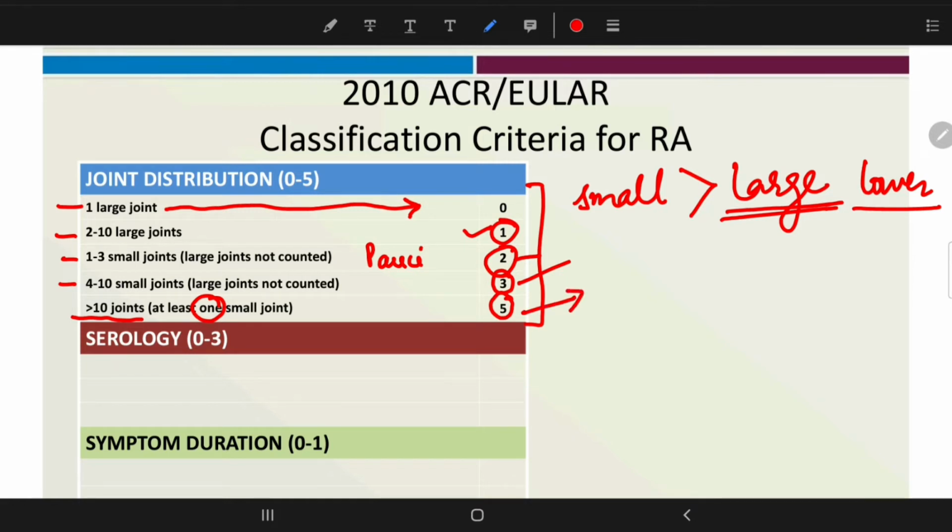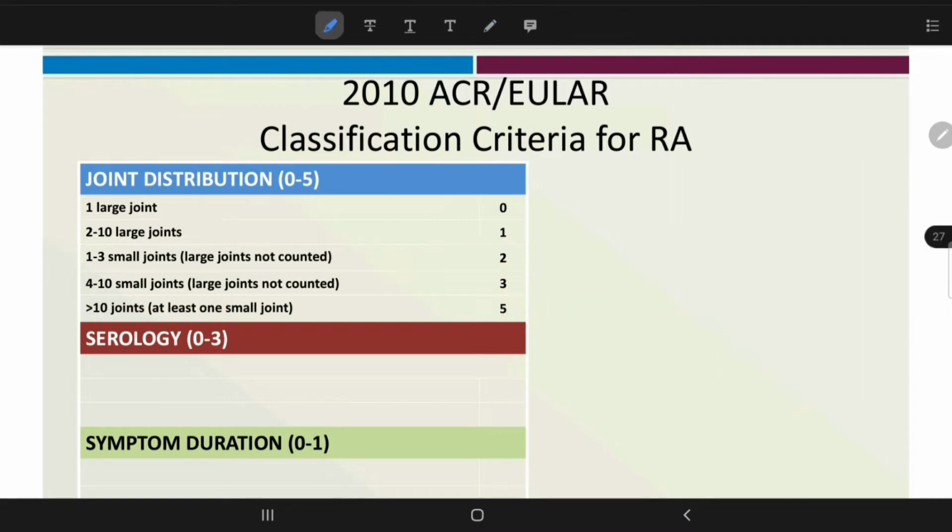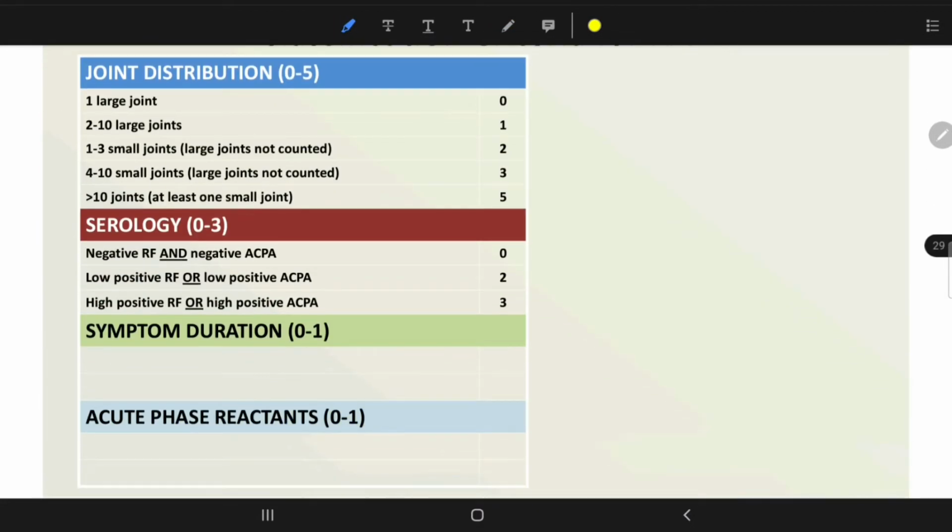So clinically, how you can remember is, if a patient comes with bilateral MCP and PIP joint involvement in both the hands, it automatically sets the criteria to 5, because more than 10 joints are involved, and these are the most common joints involved in a rheumatoid arthritis patient. So if a patient comes with swelling of bilateral MCP and PIP joints, automatically the joint distribution criteria comes out to be 5. Next criteria is your serology.